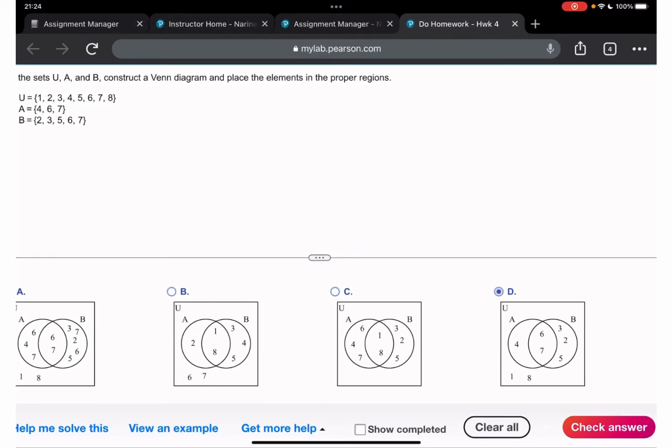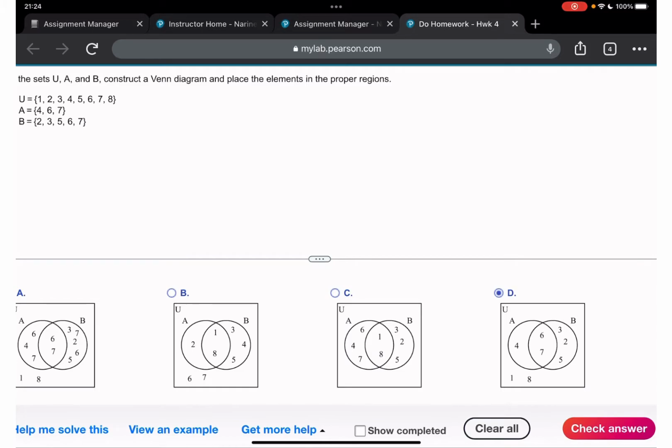That's true. Now let's check set B. It's given in set B: 2, 3, 5, 6, 7. So in the case D, let's check set B. Set B should have 2, 3, 5, 6, 7. That's also correct. So we have altogether for A and B: 2, 3, 4, 5, 6, 7.